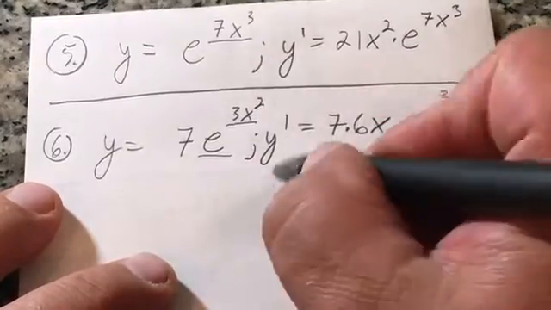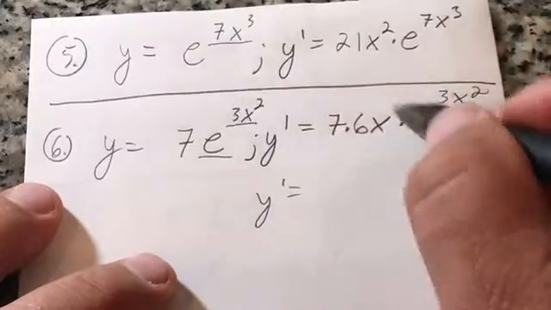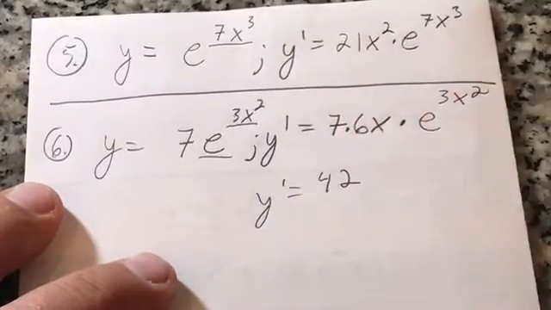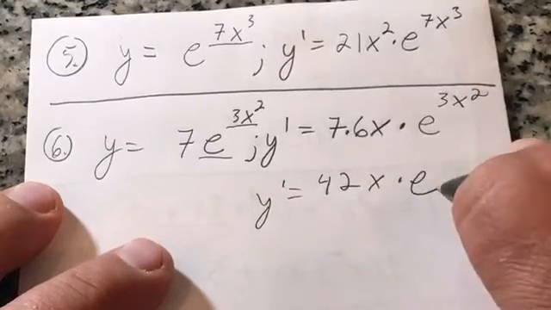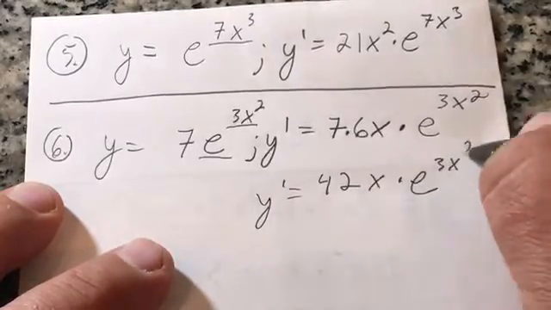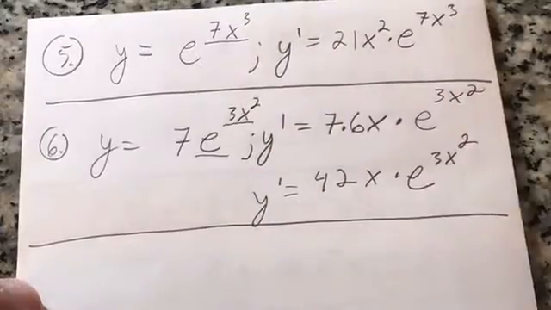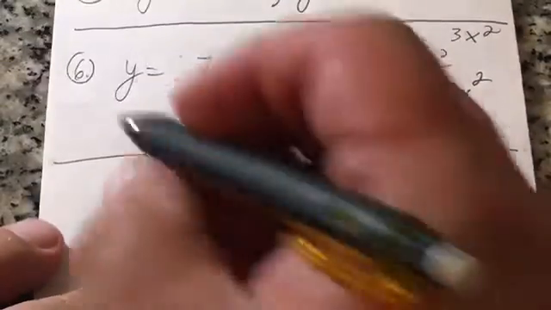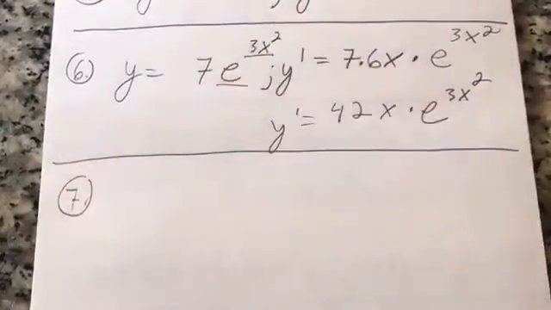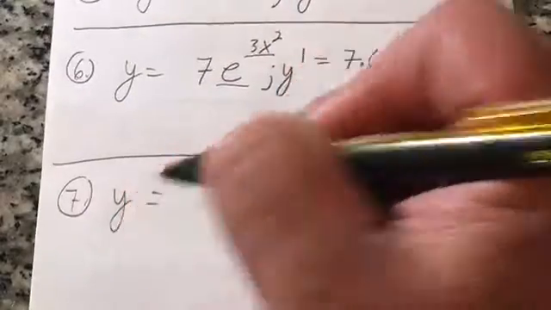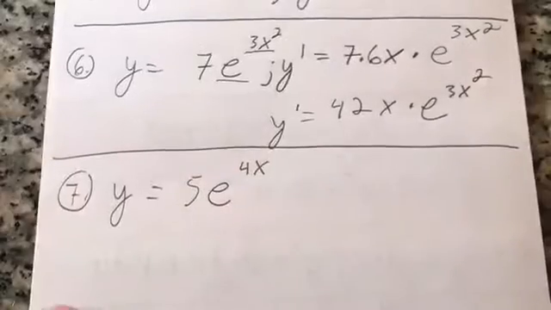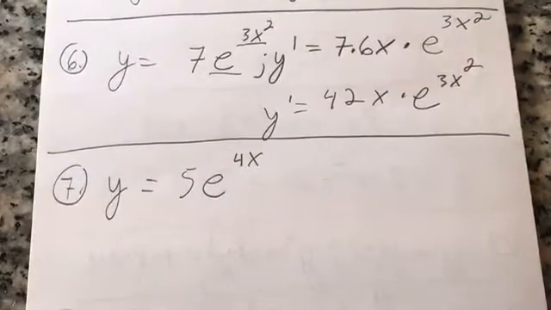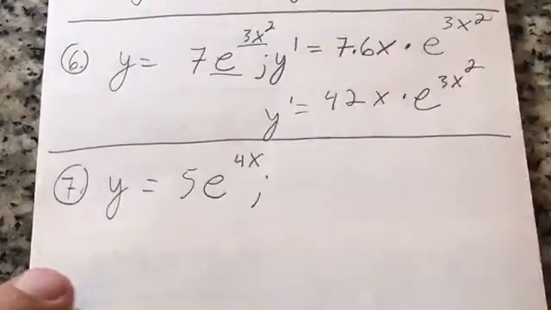Now I'm going to spruce this up a little bit. Y prime equals 7 times 6 is 42x times e to the 3x squared. Number 7. Give it a try on your own. Y equals 5e to the 4x. Go ahead, pause the video and see if you can do it.